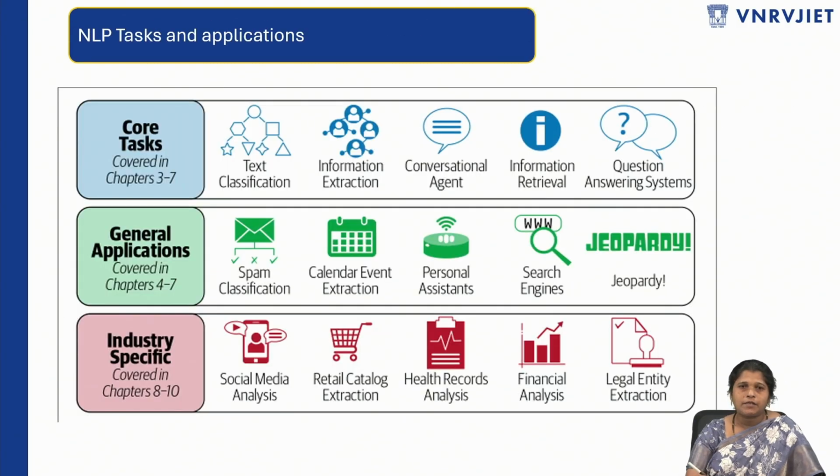Now, this textbook gives the basics of how NLP tasks and applications are divided into three levels: first the core tasks, then general applications, and then industry-specific applications. The core tasks include chapters 3 to 7, covering how NLP is used for very important tasks such as text classification, spam detection, and information extraction, to understand which text is being searched for, what the retrieval techniques are, with what accuracy the content is required, and how to build a small QA system.